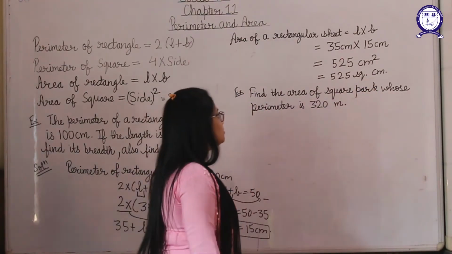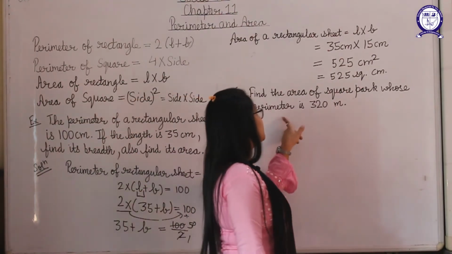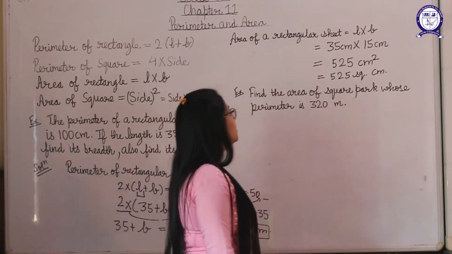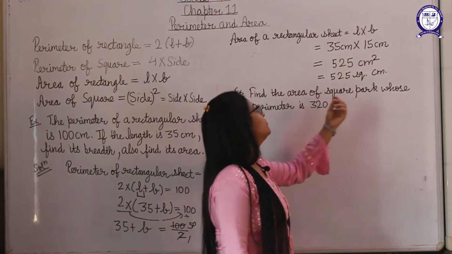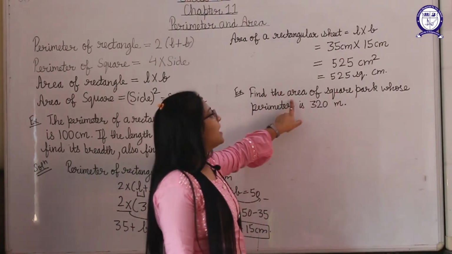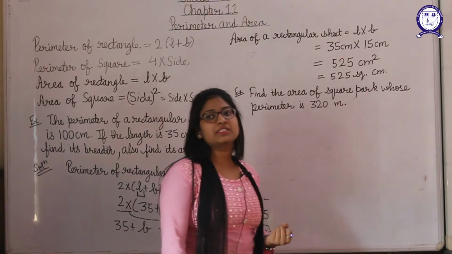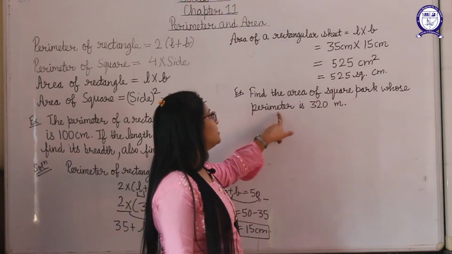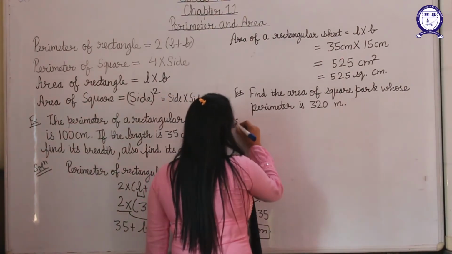Okay, now students, the next question is find the area of a square park whose perimeter is 320 meter. Now what is given? Perimeter of the square park is given. What we have to find out? We have to find out the area, and we know that to find out the area of any square we need its side, and we can find out the side by using the perimeter. So how we will solve it?